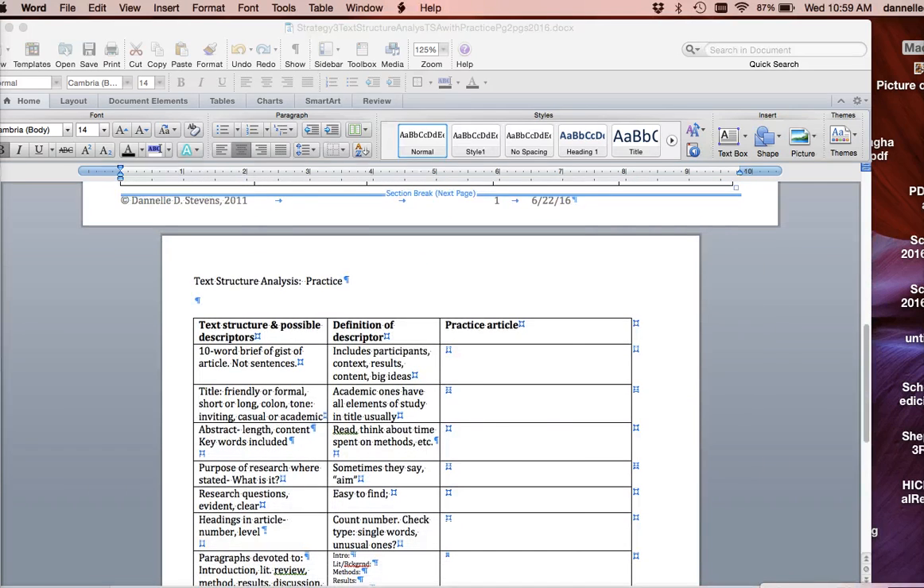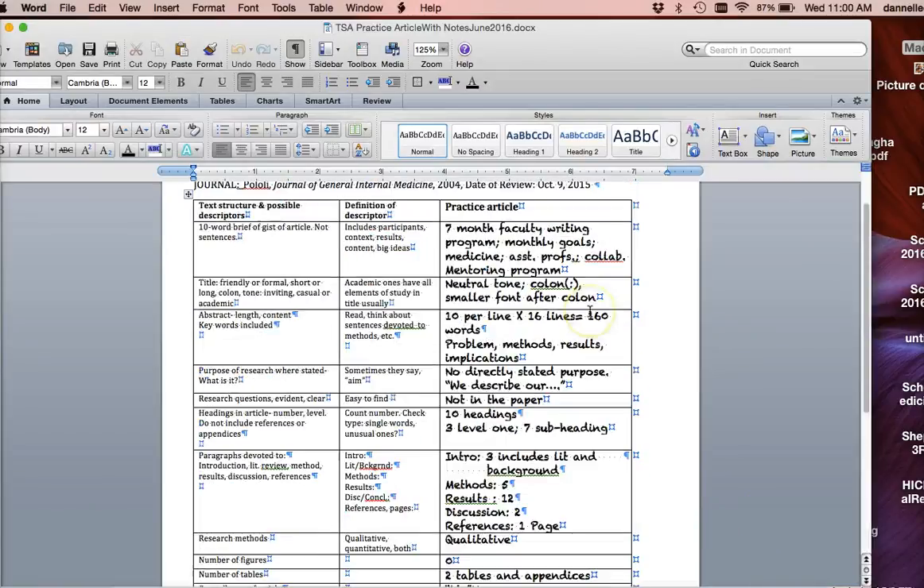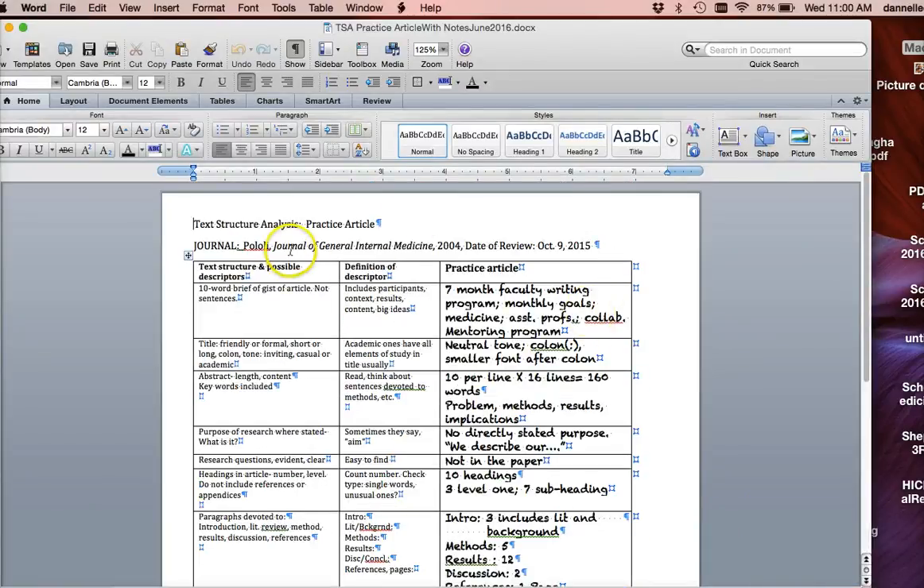Let's look at this a little more carefully with a journal article by Pololi in the Journal of General Internal Medicine. And this is a review that I wrote before. And these are the categories generally that I've used within the text structure analysis. The first thing is a gist of the article. So when you read the article, try to figure out what's this about? Is it middle school students, mathematics achievement data, or what kinds of things are going on in this article?